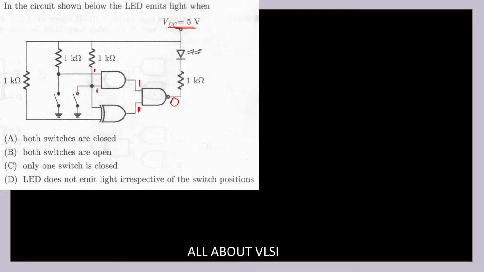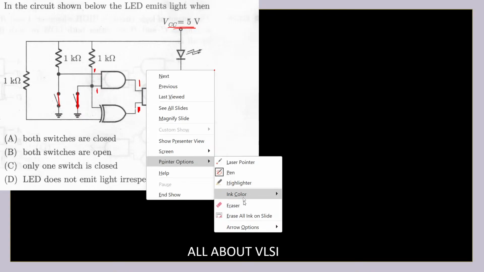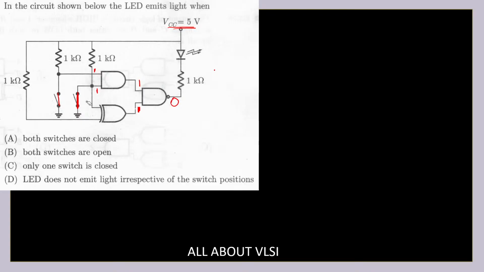So this should be provided to 1 and this should be provided to 1. That means this switch should be closed and this switch should be open. So if it is open only, we are going to get the high voltage. If it is closed, then it is going to connect with the ground and we are going to get low voltage. So that means this particular switch should be open and this particular switch should be open so that I will be connecting to the high voltage.